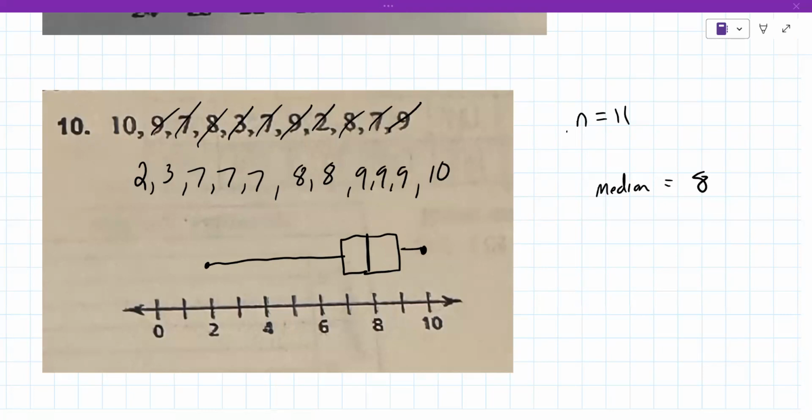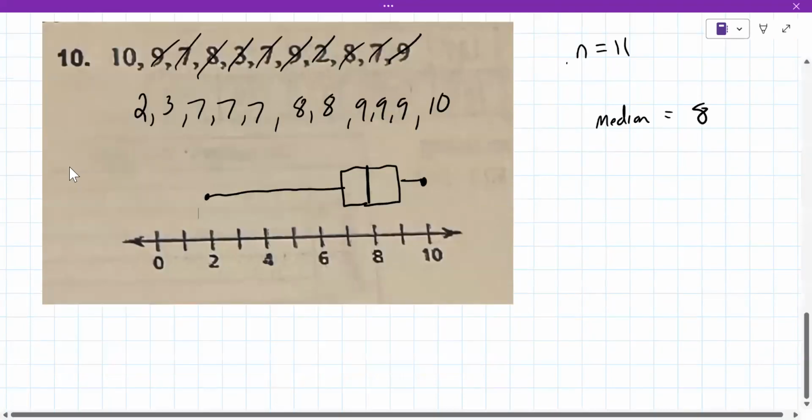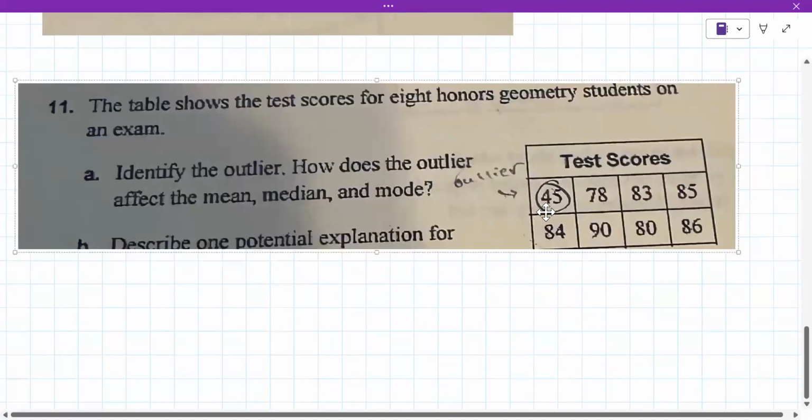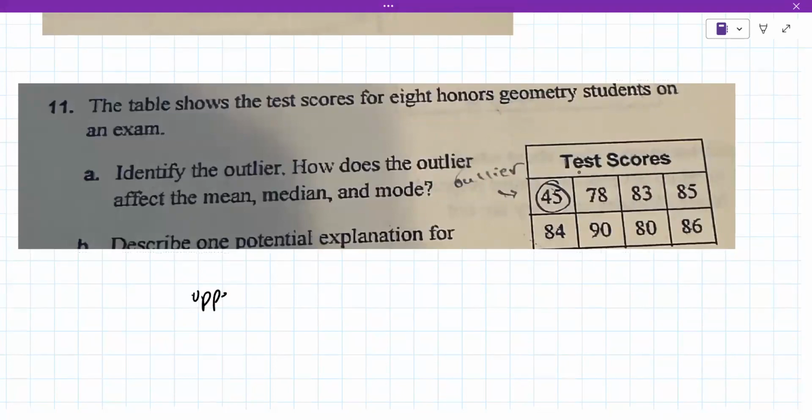My question about 11 for you is how you identify the outlier. I know you're visually inspecting it and saying, okay, that's the outlier because it's really far away. There is a way to do that. Do you know if your teacher wants you to use the upper fence and lower fence, like we talked about the other day, or are you just supposed to eyeball it? Probably just eyeball it. Okay.